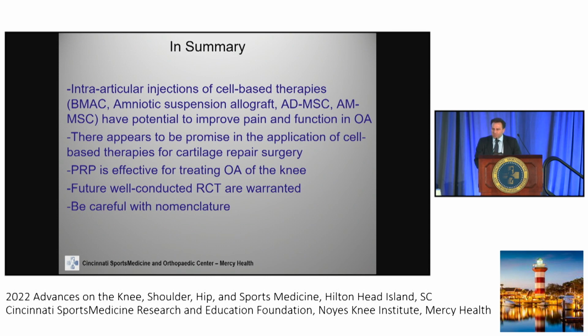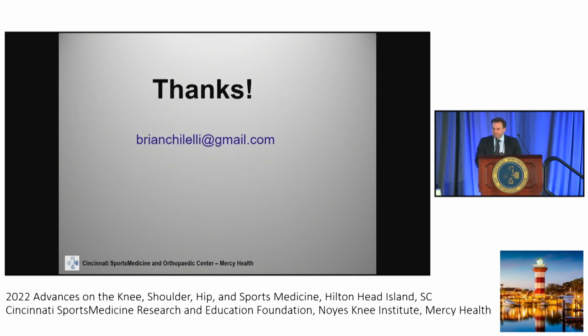In summary, intra-articular injections of cell-based therapies, including BMAC, adipose tissue, as well as amniotic-derived products, have potential to improve pain and function in OA. There appears to be promise in the application of cell-based therapies for cartilage repair surgery. PRP is certainly effective for treating osteoarthritis based on high levels of data. Future well-conducted randomized control trials are warranted. And then lastly, be careful with nomenclature. We really have to be specific with how we're defining these treatments. Thank you.